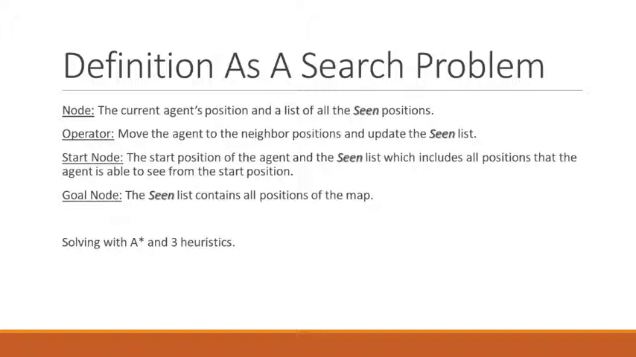The start node contains the agent's starting position, and the SeenList contains only the cells that have line of sight to that location. A goal node has a SeenList that contains all the free cells of a grid map. Notice that the agent's location can be anywhere on that grid map. To solve this problem, we use A*, a best-first search algorithm, and we developed three heuristics.